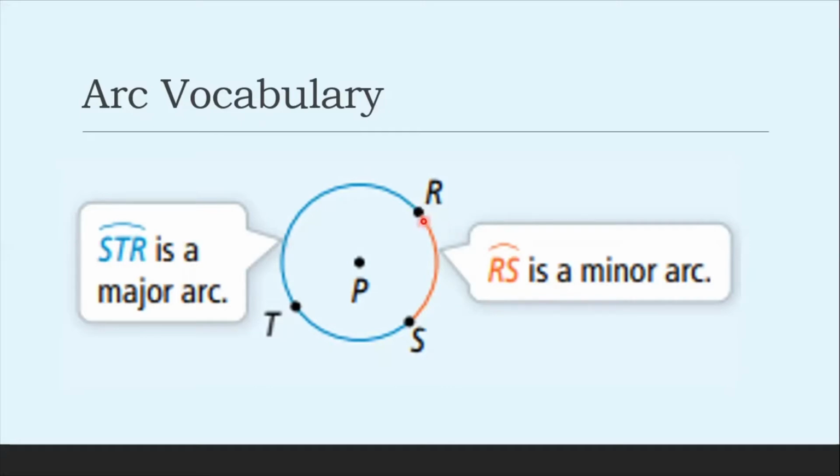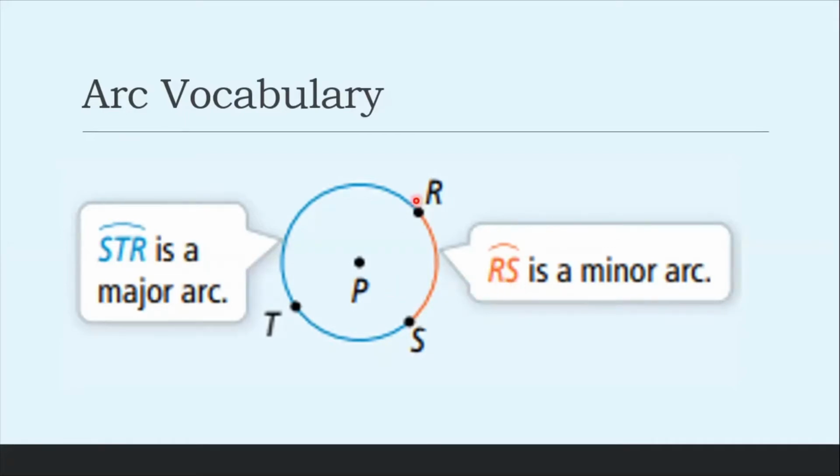A minor arc is an arc that is smaller than a semicircle. And a minor arc is always described by its two endpoints. It always has 2 points listed.